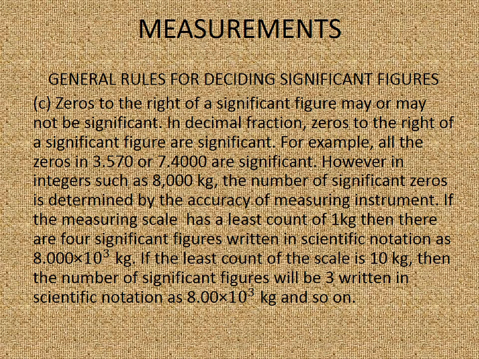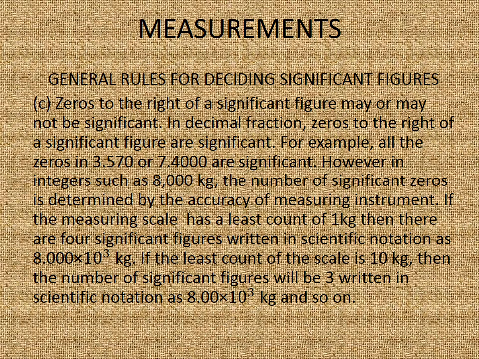C: zeros to the right of a significant figure may or may not be significant. In decimal fractions, zeros to the right of the significant figure are significant. For example, all the zeros in 3.570 or 7.4000 are significant.